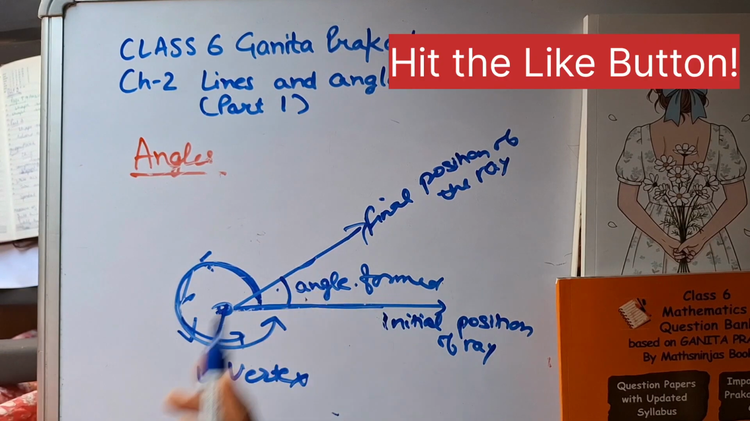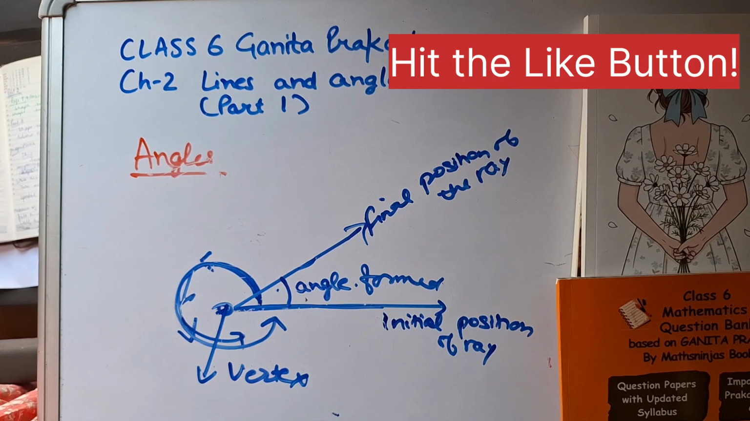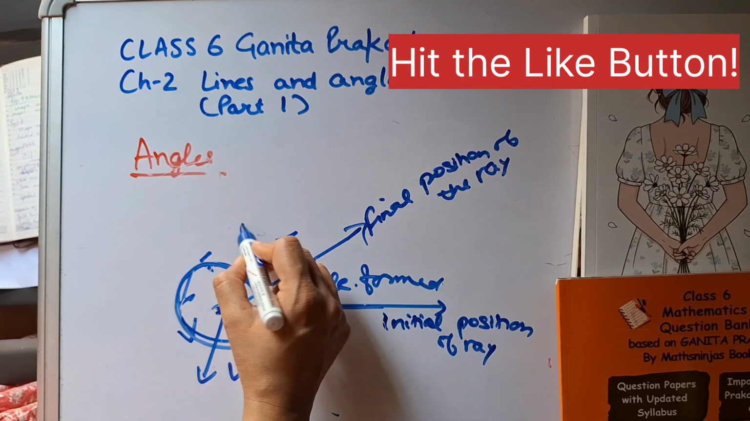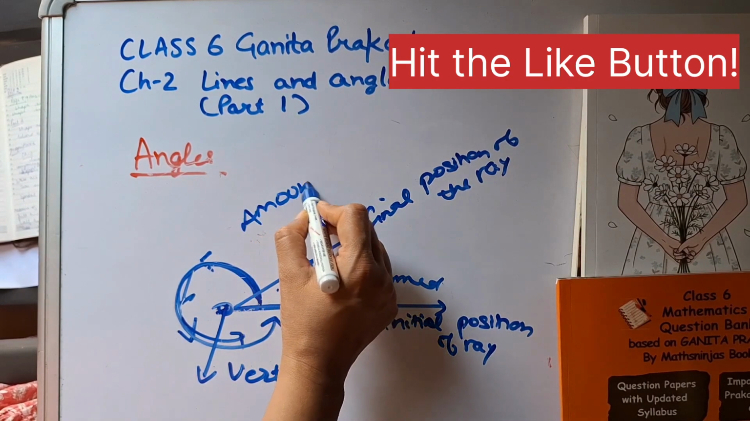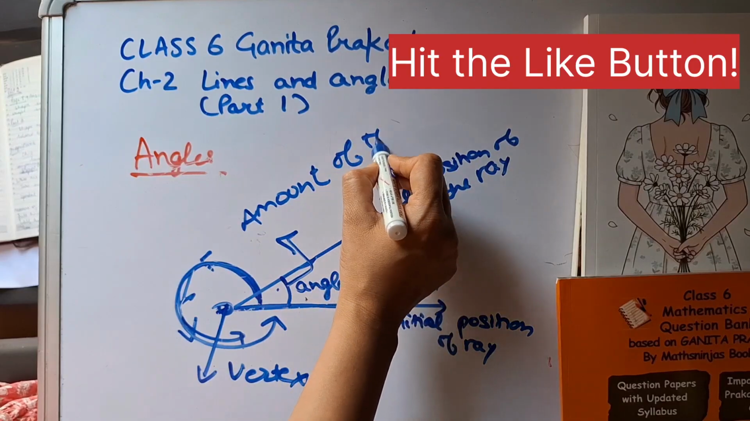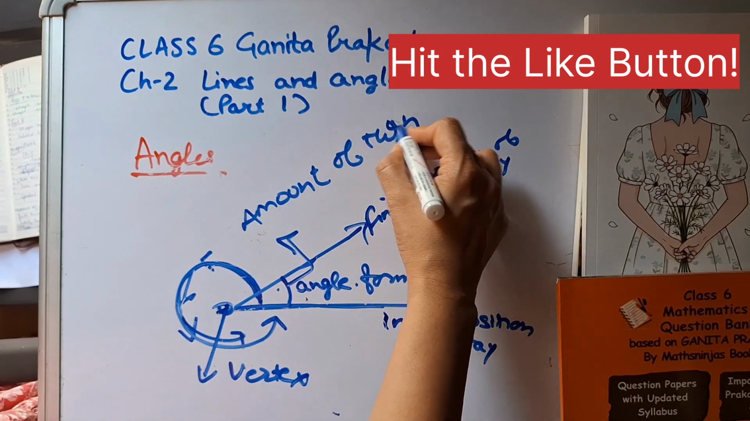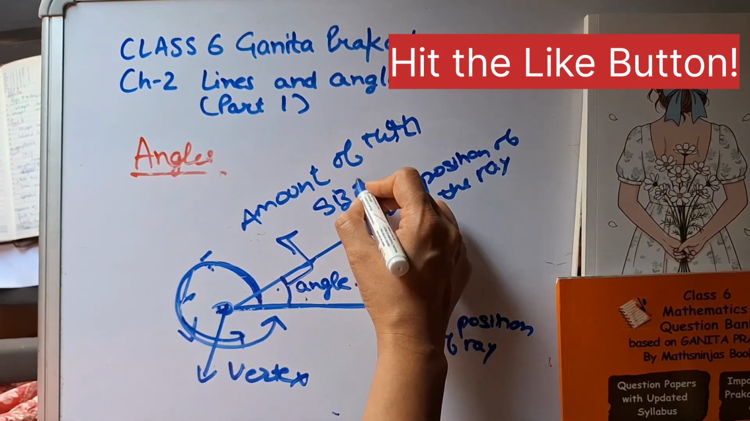These are the end rays, and this is the amount of turn, how much we turned it. How much, the amount of turn, or the size of the angle. It is the amount of turn, how much we have turned it, or how big the angle is.